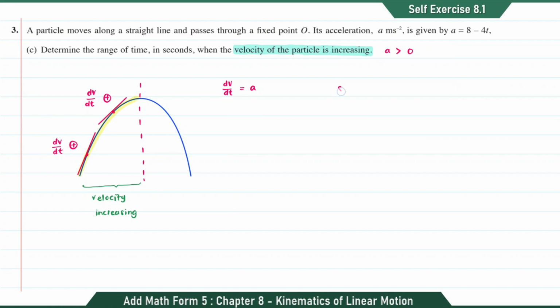To solve this, it will be 8 minus 4t greater than 0. Then negative 4t greater than negative 8. Then t is less than negative 8 divided by negative 4. Here the inequality sign is reversed as we divide by a negative number. Then t is less than positive 2.